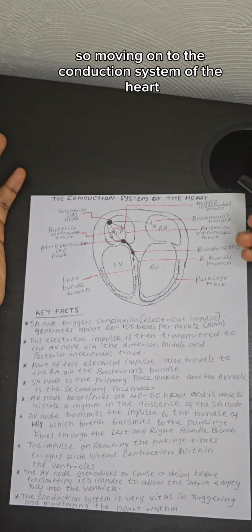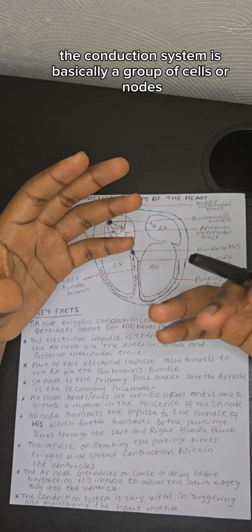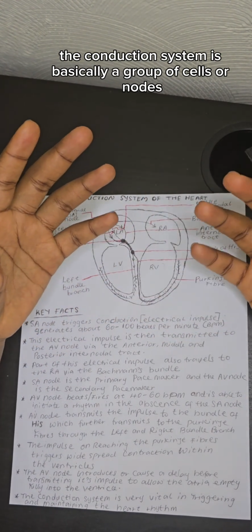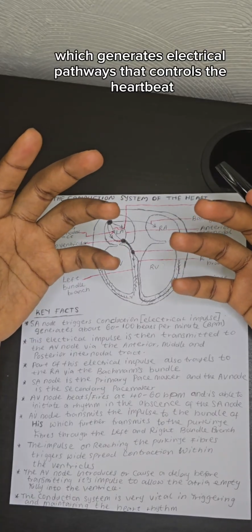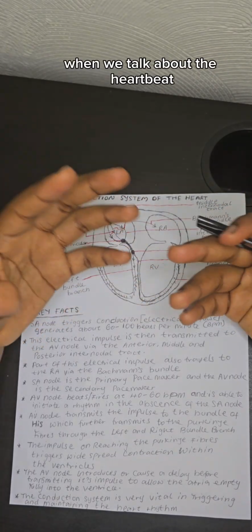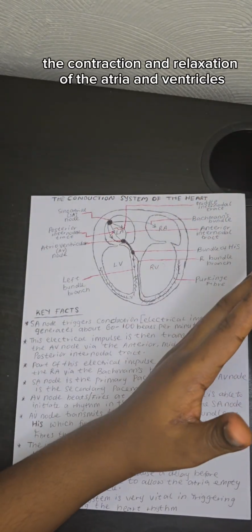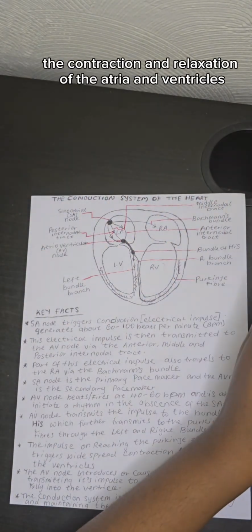So moving on to the conduction system of the heart. The conduction system is basically a group of cells or nodes which generate electrical pathways that control the heartbeat. When we talk about the heartbeat, it is the contraction and relaxation of the atria and ventricles.